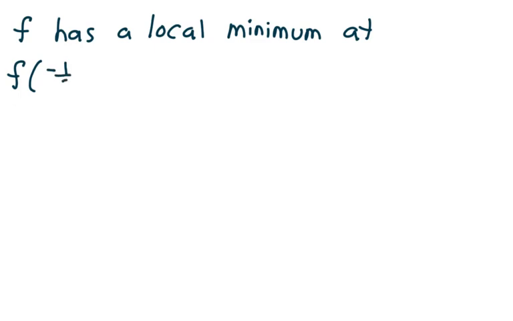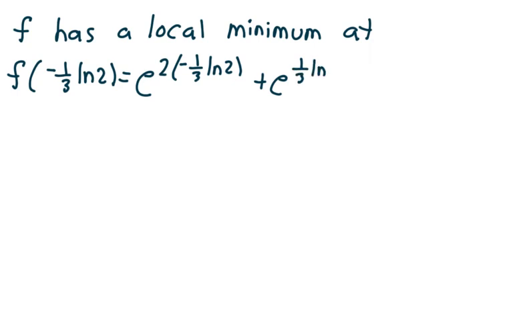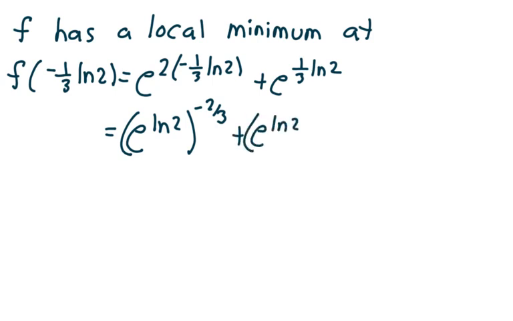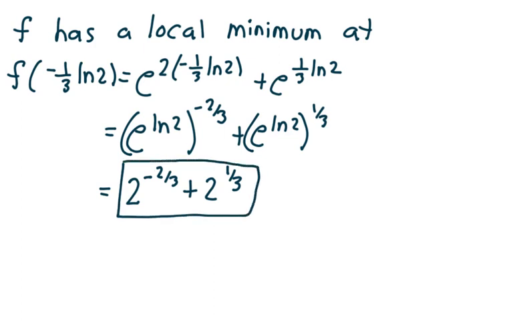f of negative 1/3 natural log of 2, which is e to the 2 times negative 1/3 natural log of 2 plus e to the 1/3 natural log of 2. And this is e to the natural log of 2 raised to the negative 2/3 plus e to the natural log of 2 raised to the 1/3, and so this is 2 to the negative 2/3 plus 2 to the 1/3. And that would be your corresponding y value. This would be one of those where you'd want to ask your instructor how far they want you to simplify. That would be an instructor question as far as how far to proceed there.